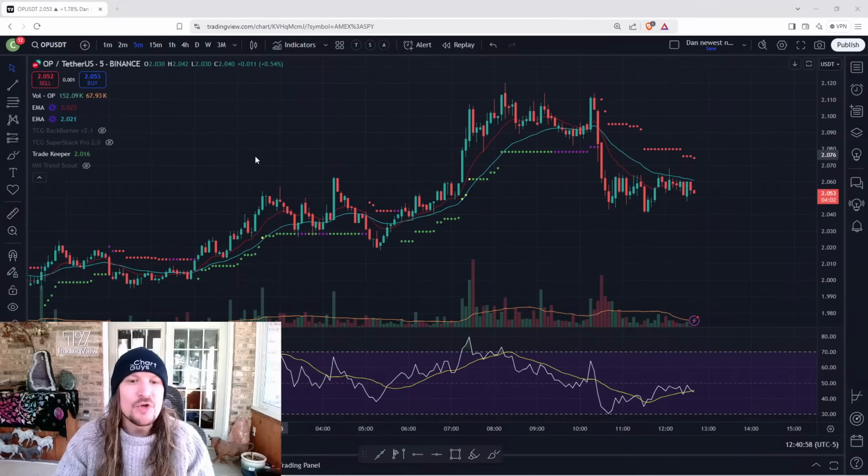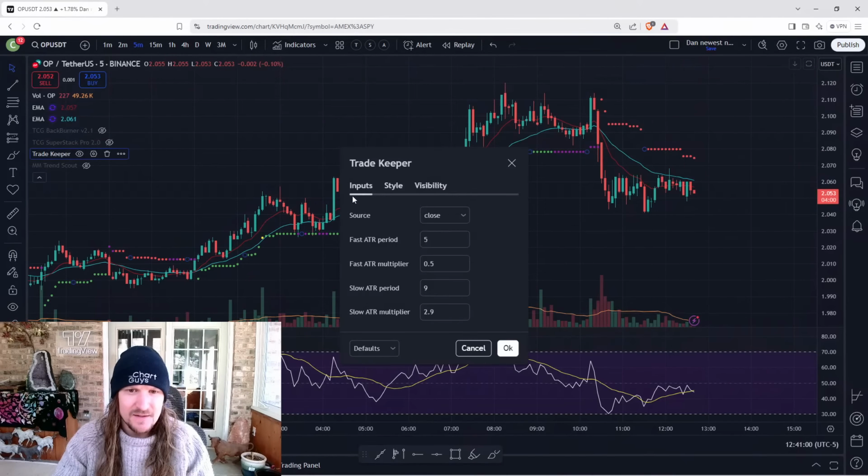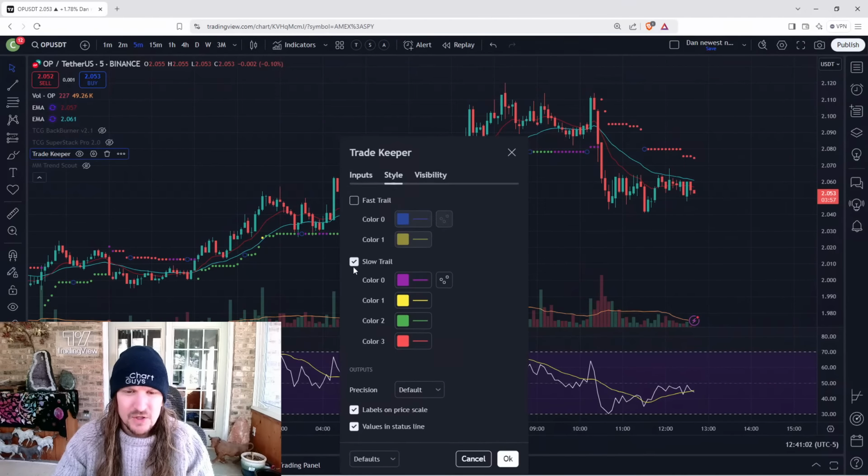TradeKeeper. You can change the settings to go slow trail or fast trail. And that just essentially means how sensitive the triggers are going to be. If you're a scalp trader, if you're on the short-term time frames, if you want to be locking in smaller moves, you're on fast trail.